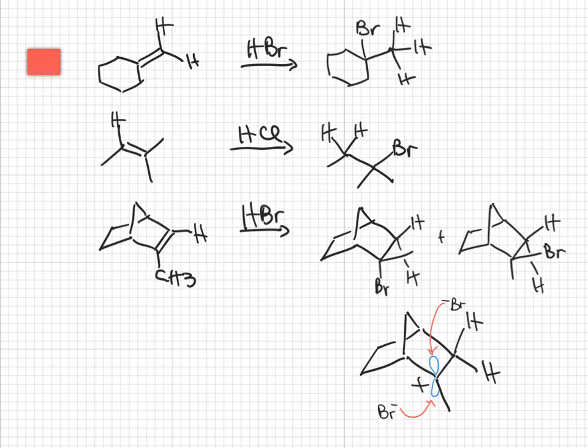Notice in the third example we get 2 stereoisomers. In this case, the bromide can attack from the top face or the bottom face. Both faces are equally accessible and 2 products are formed.